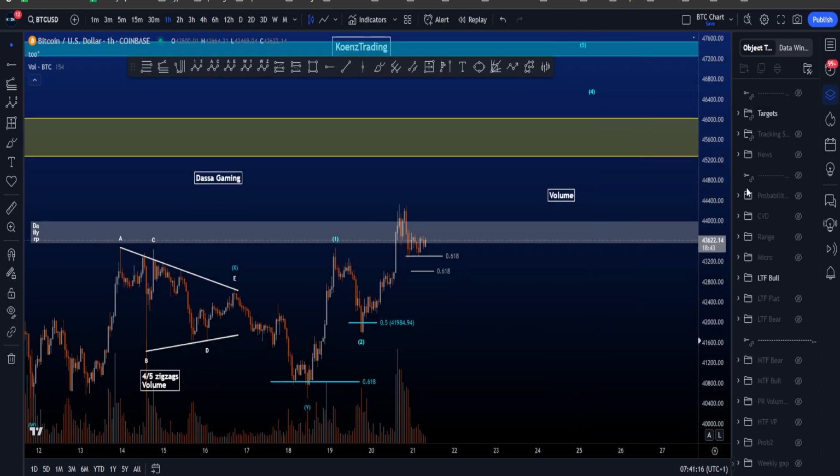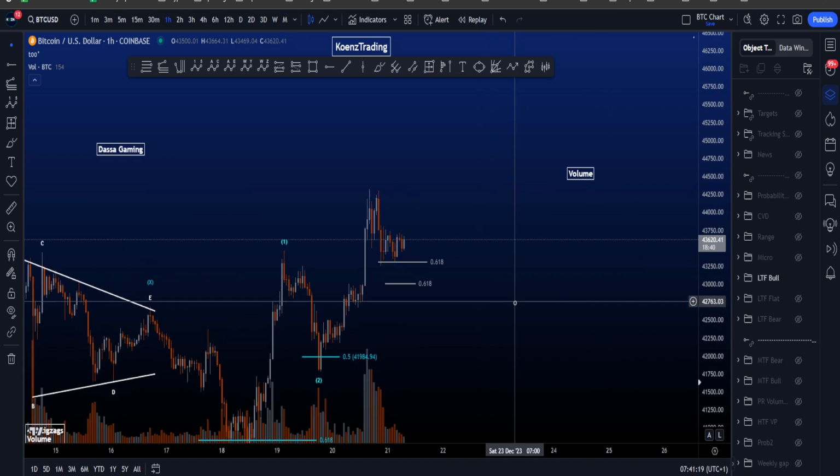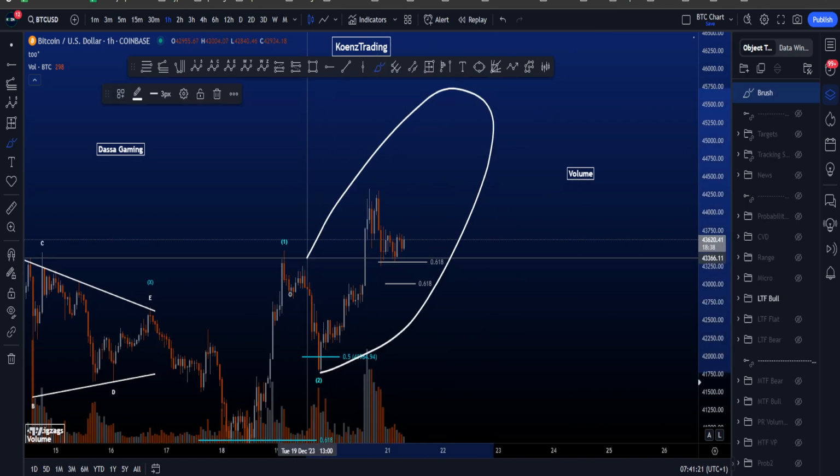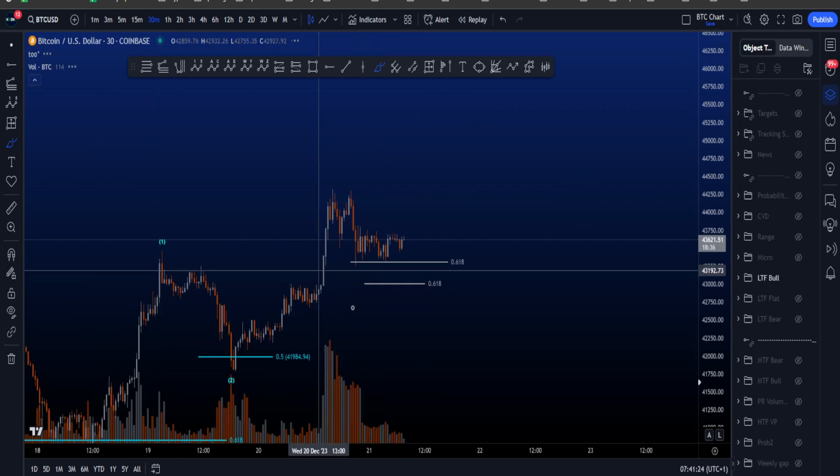Now also what you see over here on the chart are the two 0.618s. And this is because we are looking for an impulse to the upside.